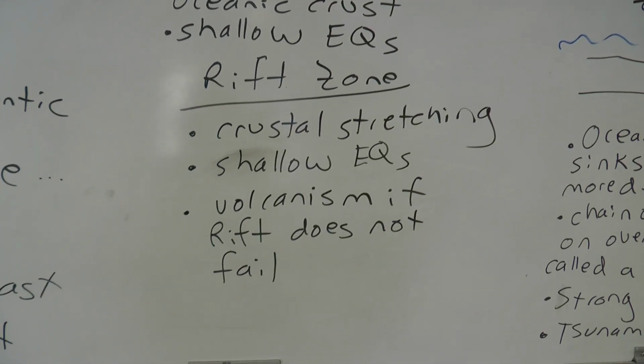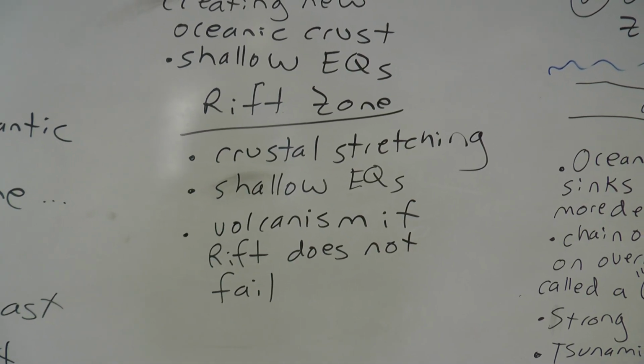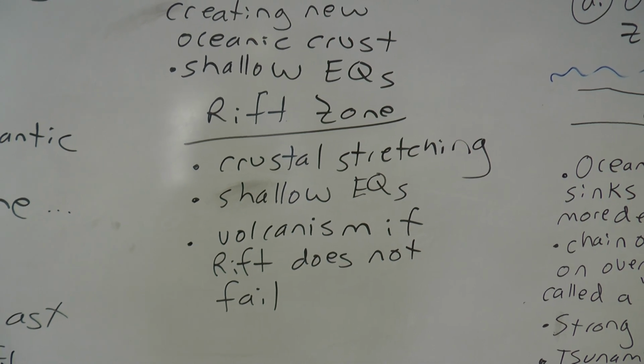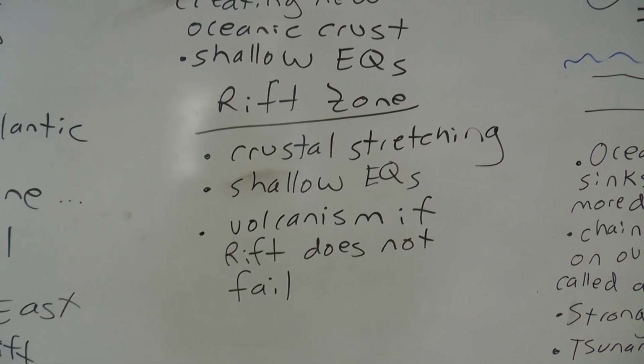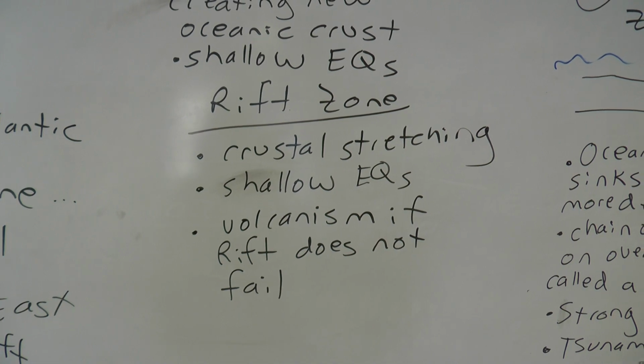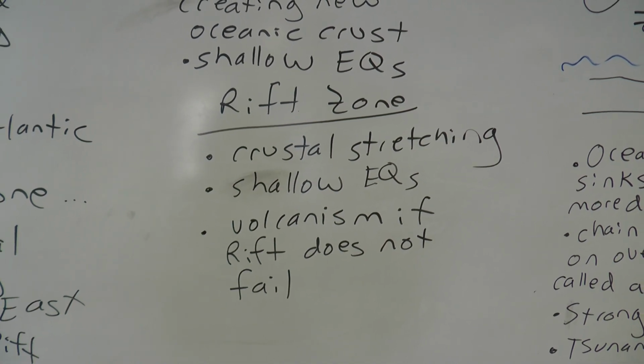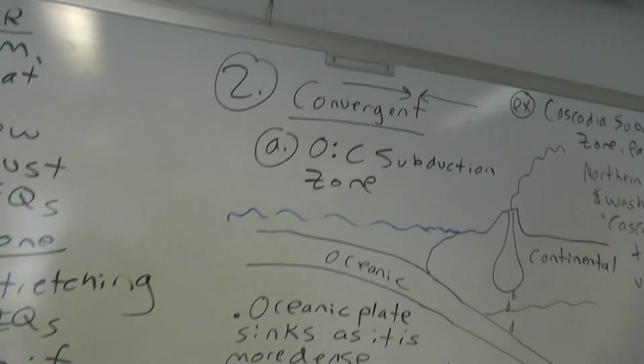Back to the notion of a rift zone. We might say that Pangaea splitting apart and forming the Atlantic Ocean, that's an example of a continental rift that did not fail.